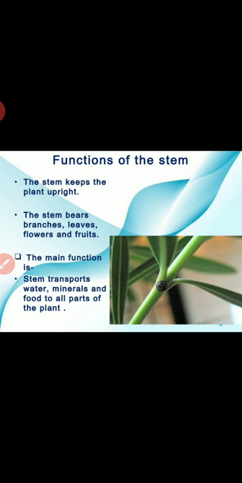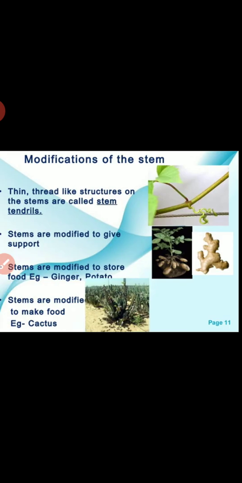First of all, what is the function of the stem? The stem keeps the plant upright. The stems bear branches, leaves, flowers and fruits. The main function is that the stem transports water, minerals and food to all parts of the plant.